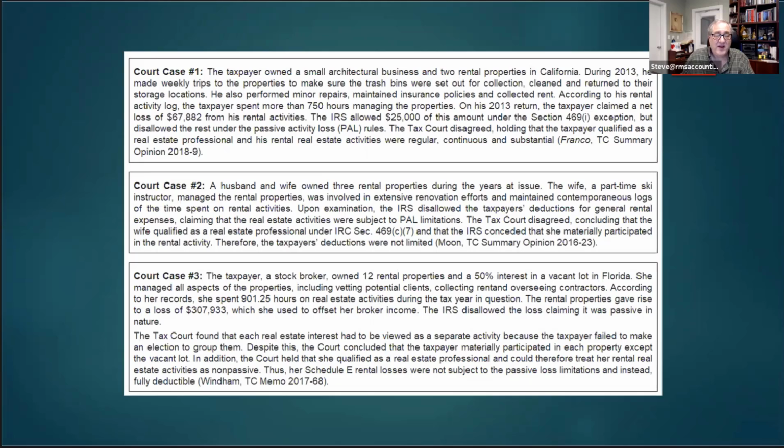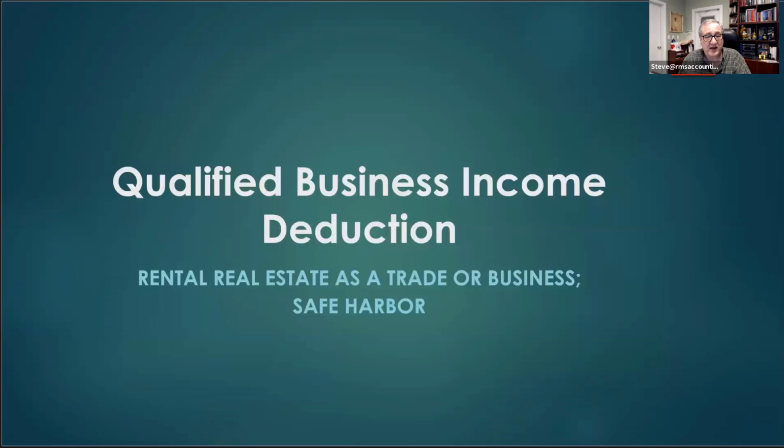In the first case, the tax court determined that while the taxpayer did do 750 hours managing the property, they were not a real estate professional and did not meet those requirements. So while they deducted $68,882 worth of losses, they were limited. Obviously, their income was under the $100,000. They were limited to the $25,000 that is allowed when you're under $100,000, and it was a passive activity. So the court cases are always interesting. We'll allow you to take a look, and as I say, they will be in the material when you get the link and download it.